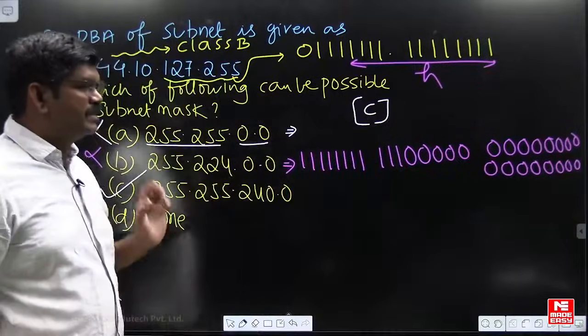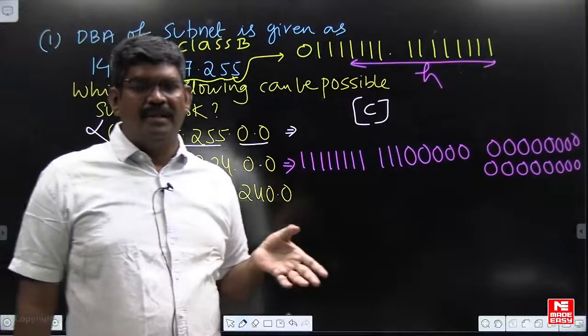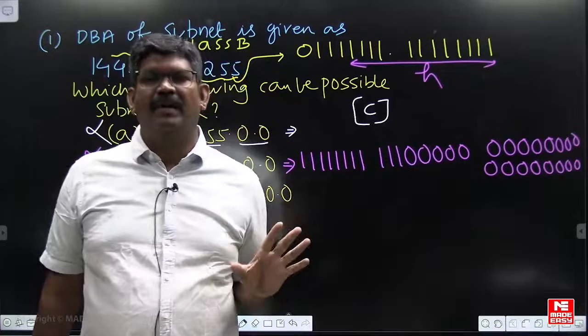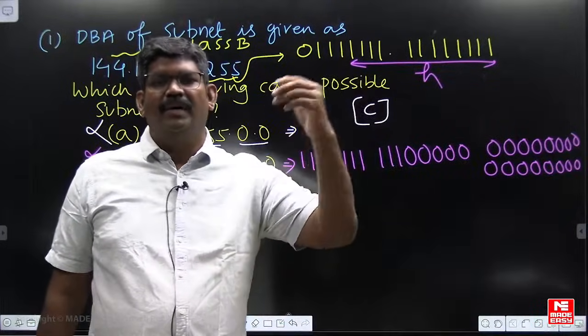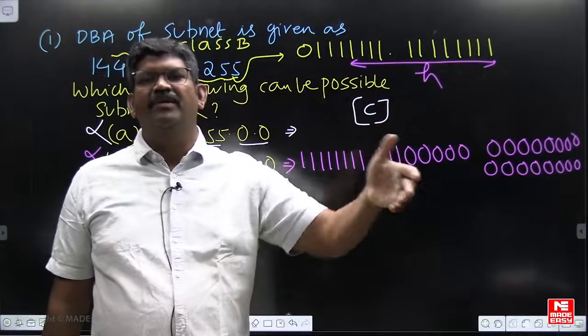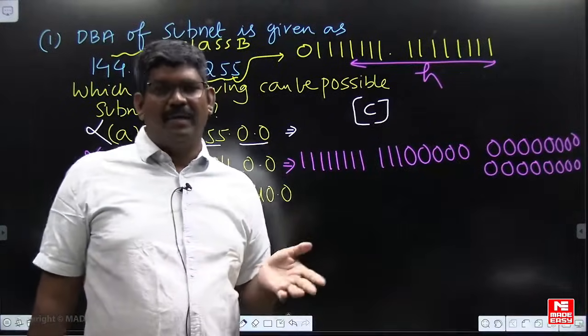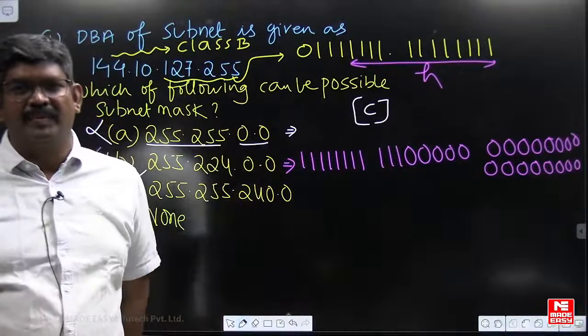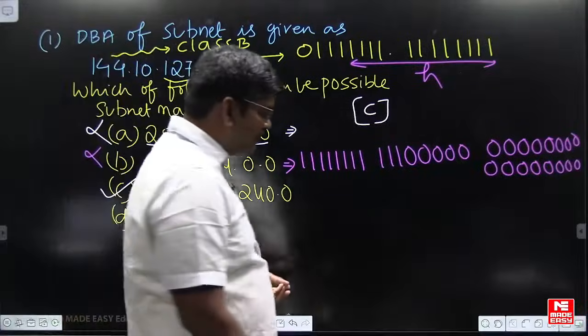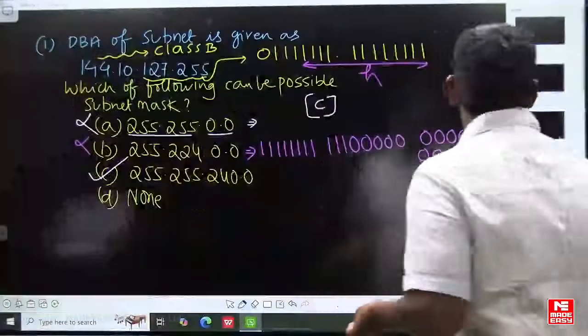So this is one specific model. The examiner wants to test the basic fundamentals, like whether you know that for a DBA host, the bits are continuously ones or not, whether the student knows it or not, and whether he is able to apply it or not. That is such a question actually. So now let us go for the next model question. I am expecting everybody can solve it.